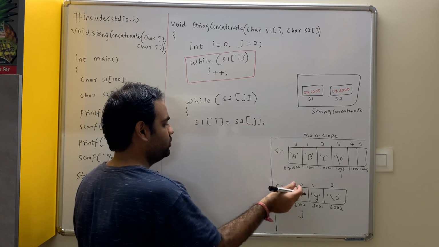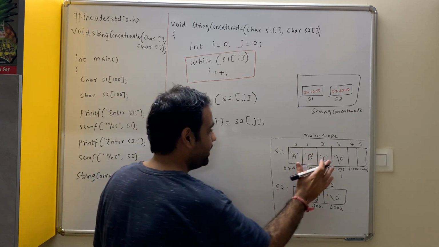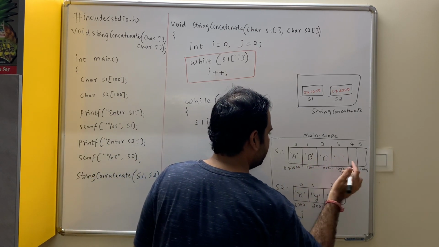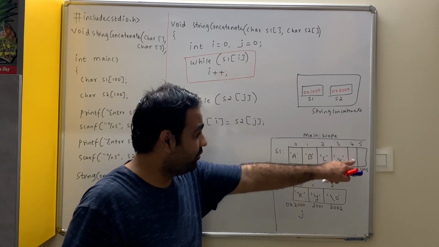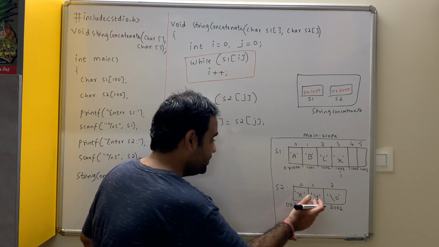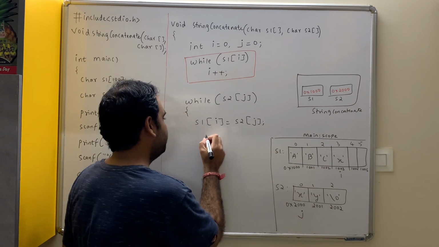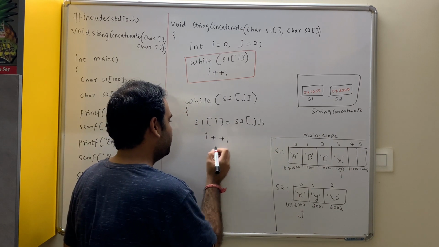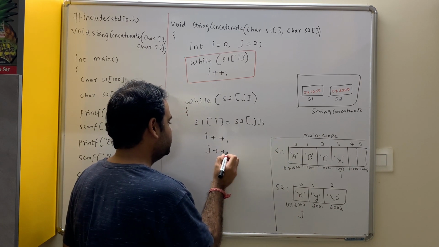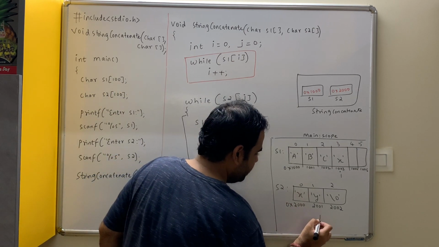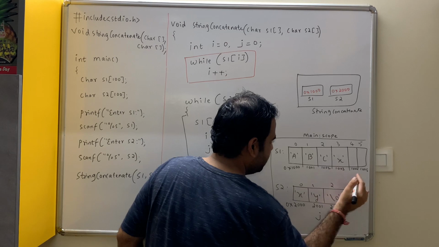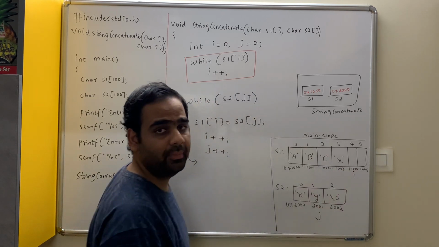Now you take S2 of j, it is x, and you write it to S1 of I. Now this is where you write x. Next time you want to write y over here, therefore you say j plus plus and I plus plus. Now this is where j will be pointing to, and this is where I will be pointing to.